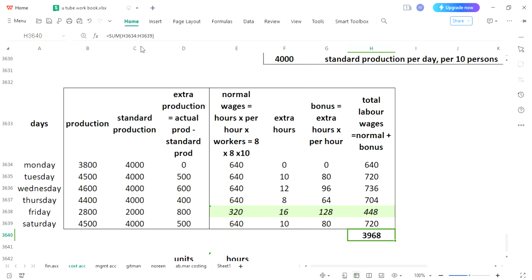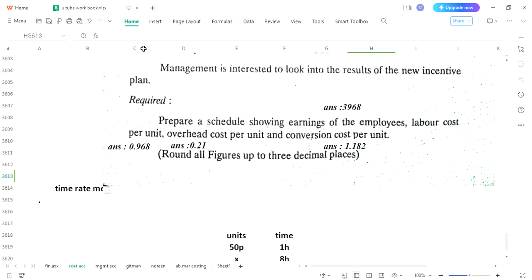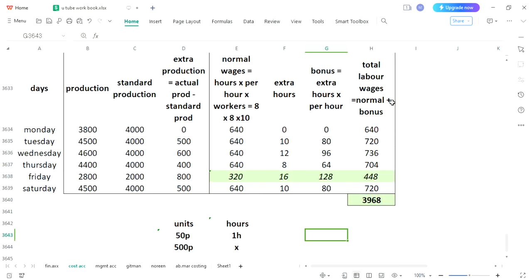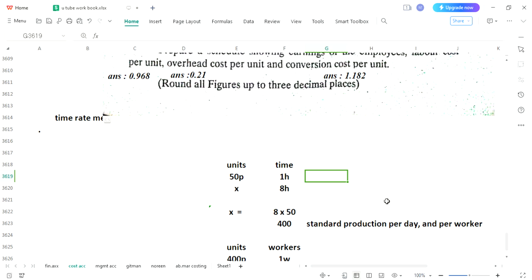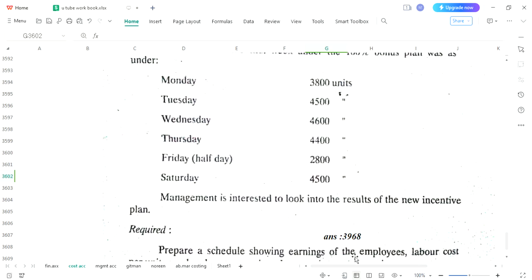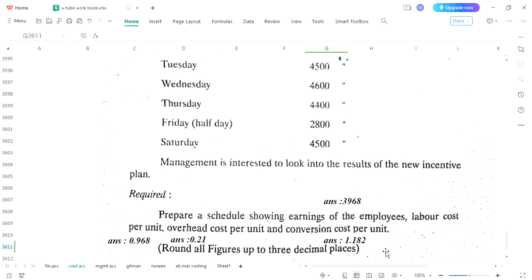Usually what we do, we write normal hours and are going to match it with the answers given in the book. Look over here. First answer is 3968 and our answer is also 3968. Next, finally, let's see the requirement, labor cost per unit.